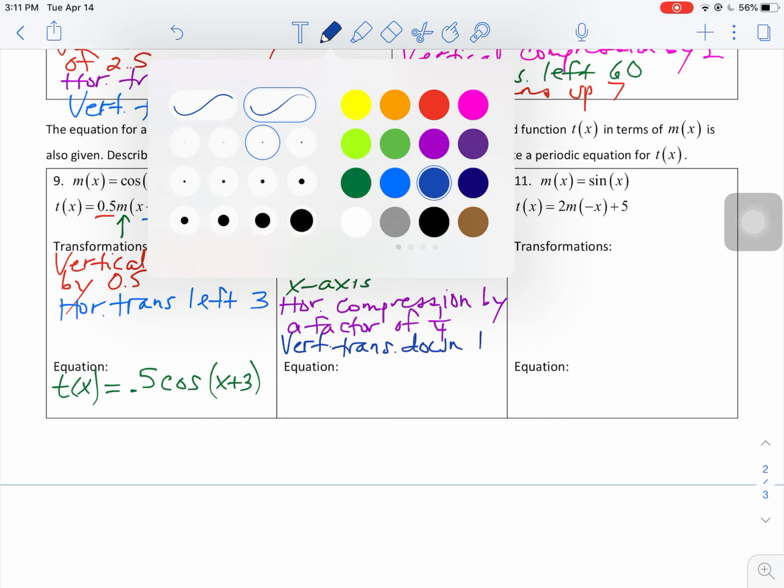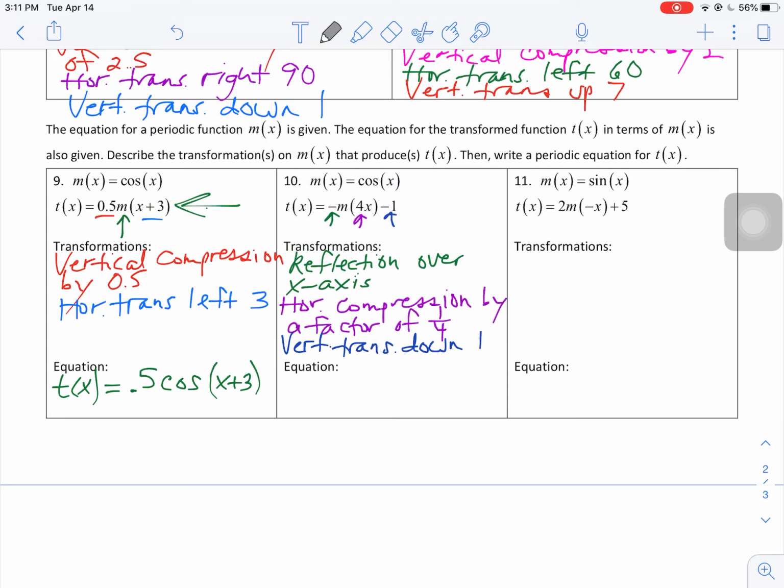And as far as the equation goes, we want to still call it t of x. And then basically the only difference is instead of the m, I'm going to put in cosine because cosine was the parent function. Everything else I'll just leave in the same spot. So the minus sign is still in front. Cosine's going in instead of m. The 4x is still inside the parentheses, and then the minus 1 is still in the back, not inside the parentheses. All right, last one.